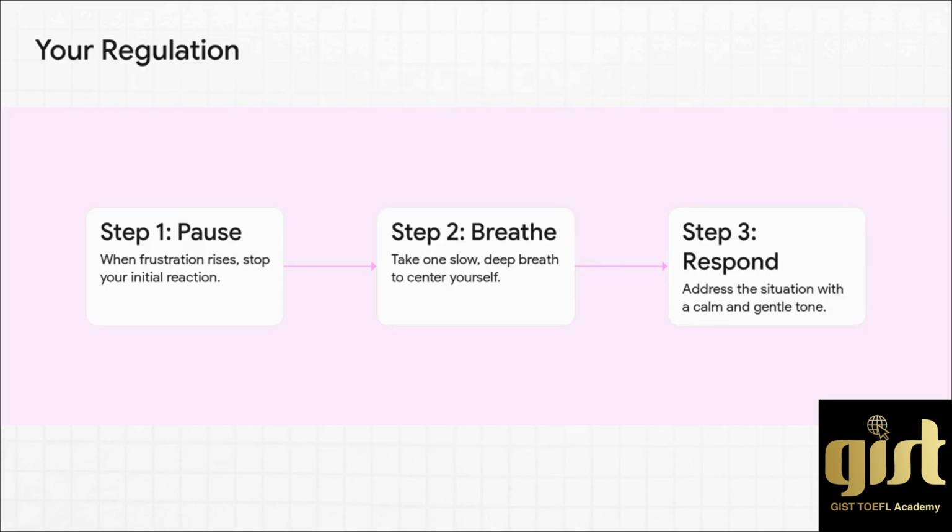So here's a really simple, in-the-moment strategy. Let's say a student interrupts you for the 10th time, and your gut reaction is just pure frustration. Instead, you try this three-step process. First, you just pause. Stop that initial reaction in its tracks. Second, you take one slow, deep breath to center yourself. And third, you respond calmly. Something like, "Wow, I see you're so excited to share. Let's remember our hand-raising signal." You've just modeled how to handle a big feeling without making the chaos even bigger.